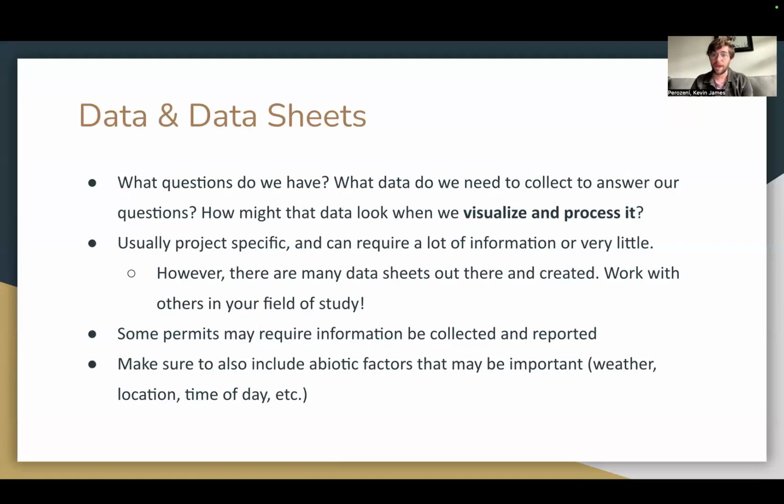Now, some permits may require information to be collected or reported. So just keep an eye on that. Make sure that you're not leaving out any information that you need to collect. And then also make sure to include those abiotic factors that also may be important. Something like weather, the location, the time of day, things that incorporate all of the detections or the rows that you're going to be writing down.